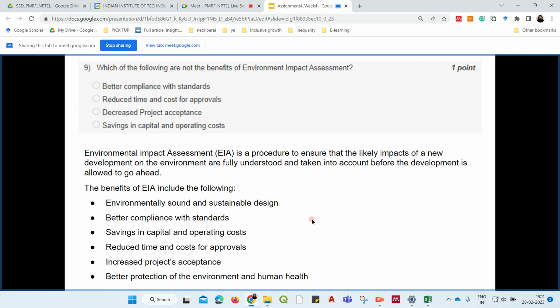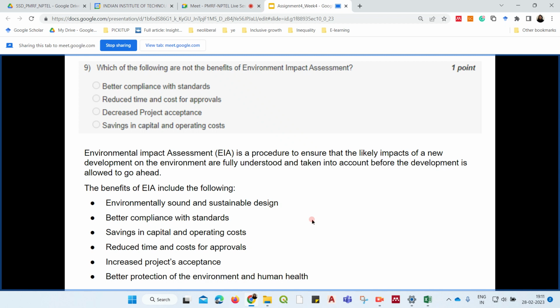Then increased project acceptance. So again, not only is the time reduced, but even the chance of the project proposal getting accepted by the relevant authorities or regulatory bodies also increases if you have done a proper environmental impact assessment before development of the project.